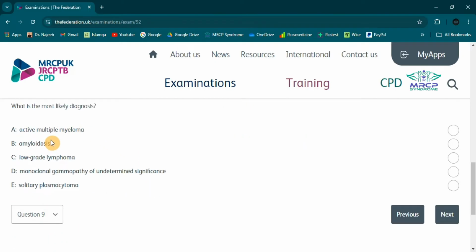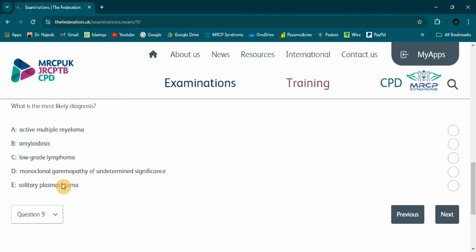Amyloidosis usually involves deposition of amyloid protein in various organs, potentially affecting the kidney and the heart. This patient does not exhibit any signs of organ involvement or symptoms consistent with amyloidosis. Low-grade lymphoma can also cause paraproteinemia, but low-grade lymphoma usually comes up with more severe systemic symptoms, and there would be palpable lymphadenopathy or features of splenomegaly, and the physical examination is normal here.